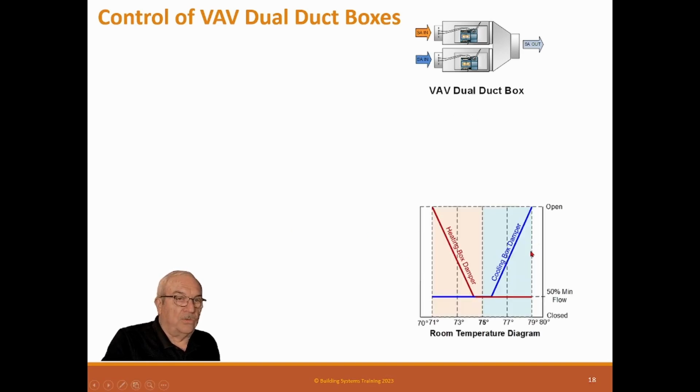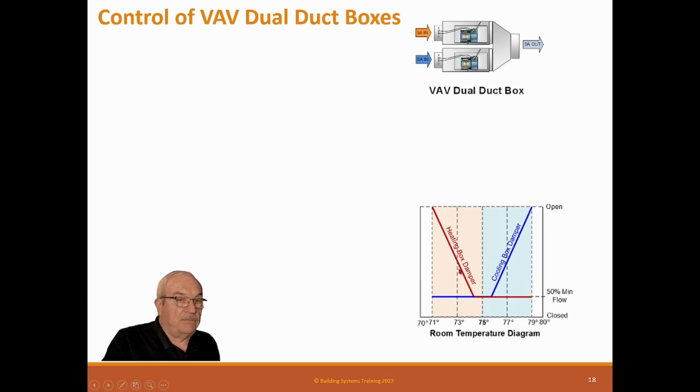Here's a little control diagram of these boxes. So when it's cold, the heating box is full open. As it gets warmer, it closes to a minimum flow. And this is heating side ventilation air. And then when it starts to get hotter, the cooling box has been on for ventilation air. It starts to get, the valve opens up to cool the space. And that's kind of clever.